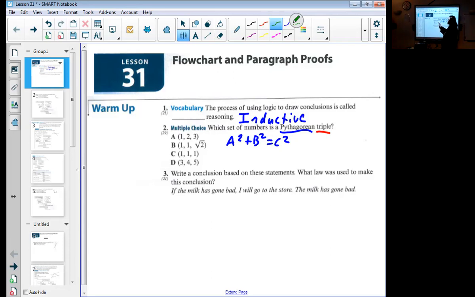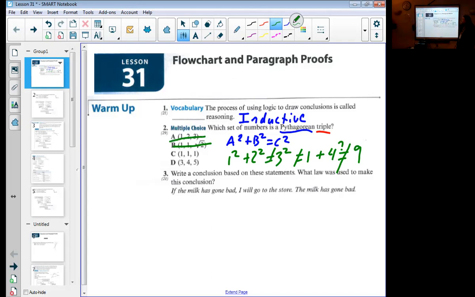So using that information, we know the answer is not B because the square root of 2 is not a whole number. For 1, 2, 3, we can plug those numbers in. We have 1 squared plus 2 squared, and we're trying to see if that is equal to 3 squared. Well, 1 squared is 1, plus 2 squared is 4, and 3 squared is 9. 1 plus 4 we know is not equal to 9, so the answer is not A. Using C, all the 3 numbers are the same.